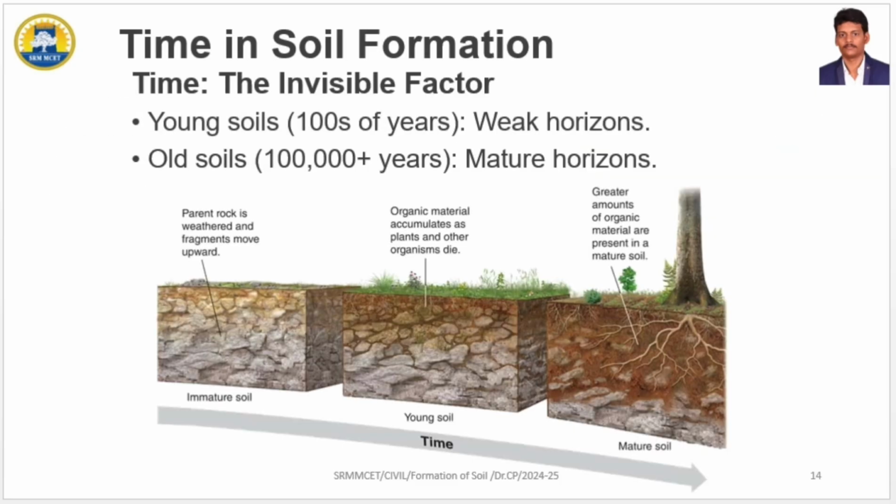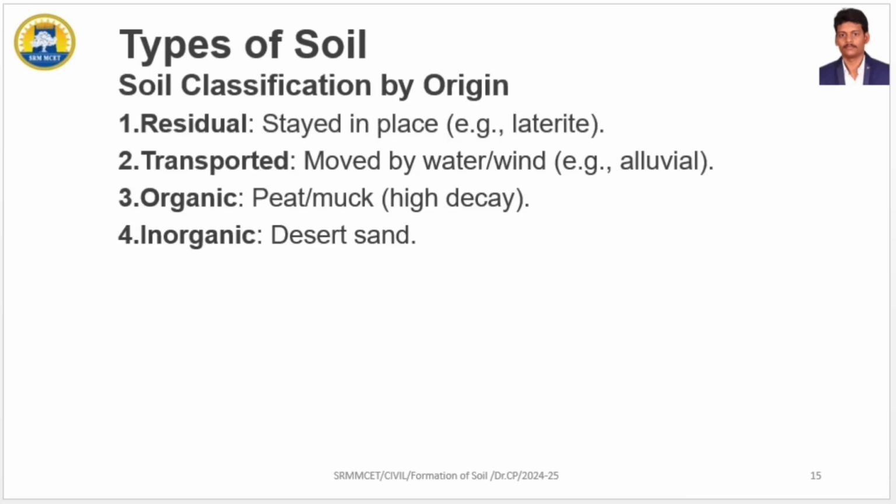So this is the time in soil formation that I already told: young soils, having at least hundreds of years, are known to have weak horizons, and old soils, that is 100,000 plus years, have matured horizons. So next we will see the inorganic soil, that is, soils that are primarily composed of mineral particles and form in areas with limited organic activity such as deserts.